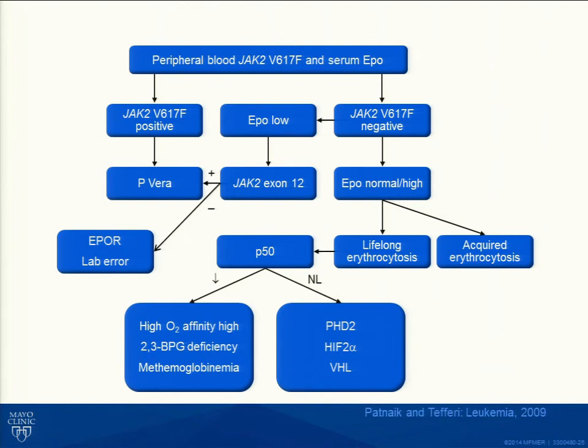If we do the JAK2 V617F and it's positive, basically it's P-Vera. There's no need to do any of this other testing. If it is negative, we look at the EPO next. If it is low, and perhaps the history is still ambiguous, we would do exon 12. If it looks to be hereditary, we would then go to the erythropoietin receptor. Now, if the EPO is normal or high, and we can establish that there appears to be a lifelong erythrocytosis, the next step is to do the P50. If low, all the entities that I've described here, and if it's normal, then we look at the oxygen sensing pathway.